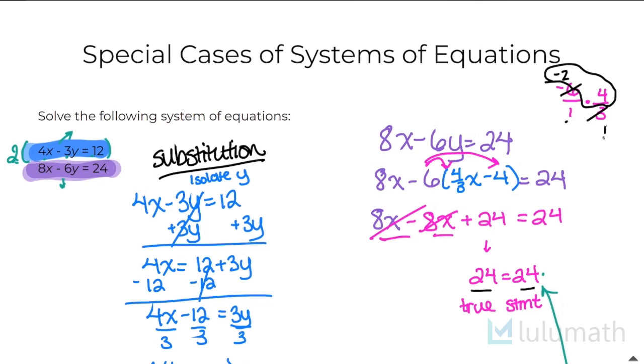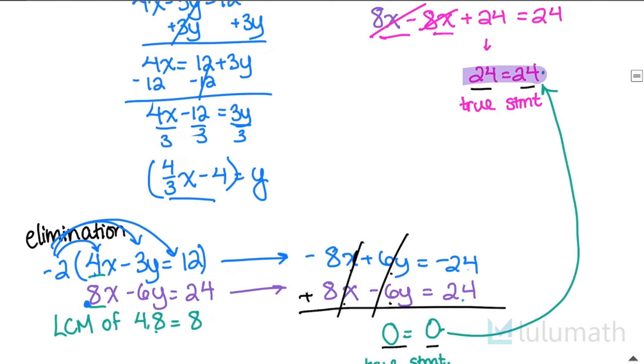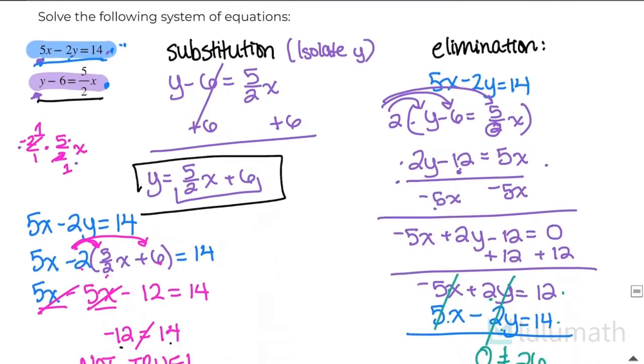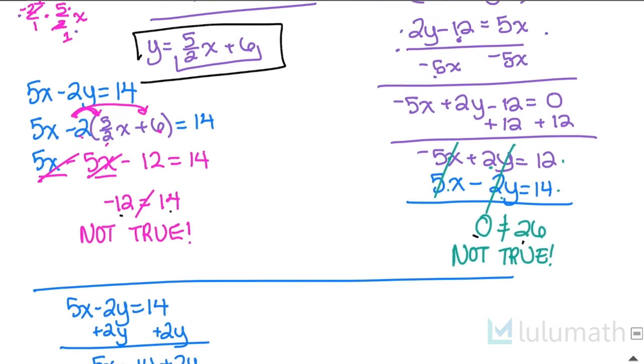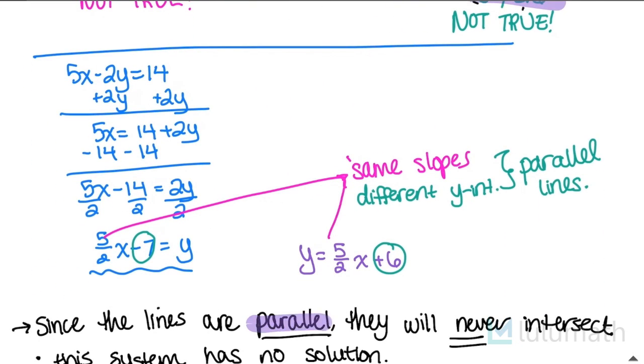So I just want to say, if we get to a point in our solution where we get two equal numbers, that means that the equations are exactly the same. Okay, so here 24 will always equal 24 and 0 will always equal 0. So that means that the equations are equivalent and that there are going to be infinite solutions. Any point on the line will be a solution. However, if we get to a point where we get two completely unequal numbers, that means that the equations will never have a solution. They'll never work. So that means that the lines are parallel, which means that the system has no solution.